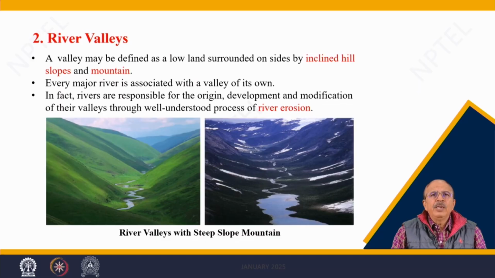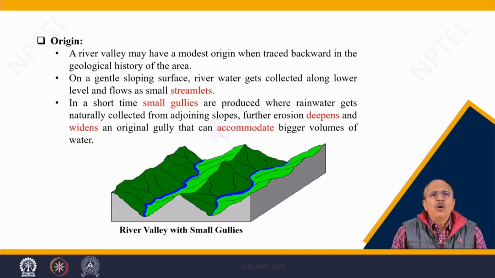Next is the river valleys. A valley may be defined as a lowland surrounded on sides by inclined hill slopes and mountains. Every major river is associated with a valley of its own. In fact, rivers are responsible for the origin, development and modification of their valleys through well understood processes of river erosion. Now, origin. A river valley may have a modest origin when traced backward in the geological history of the area. On a gently sloping surface, river water gets collected along a lower level and flows as small streamlets.